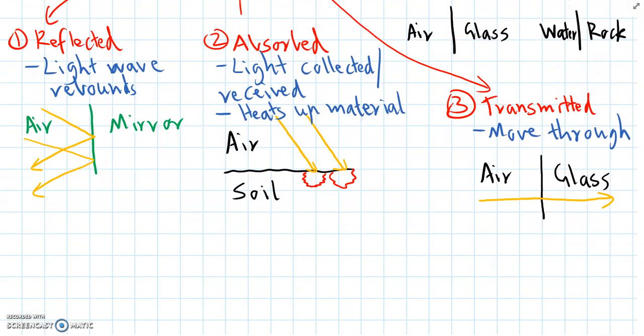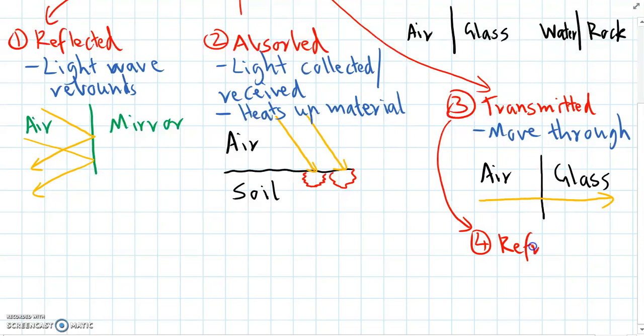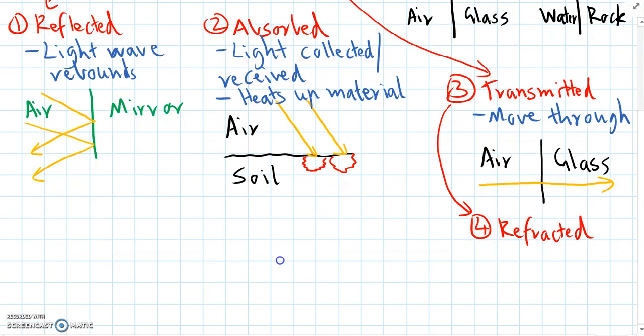There is a fourth thing that light can do when it's transmitted, which is called refraction. And we'll learn more about refraction later, but for now you can picture it as the light is still passing through the material, but it bends at the surface.